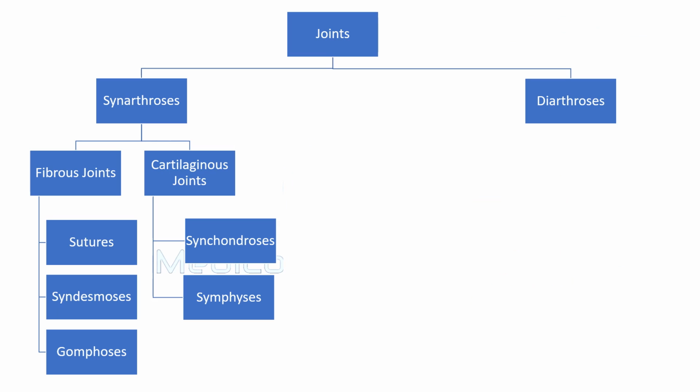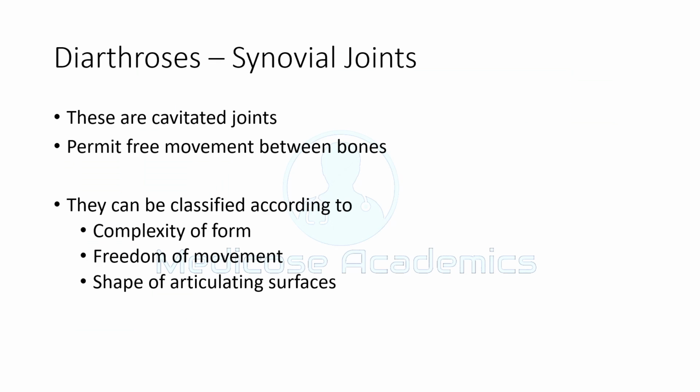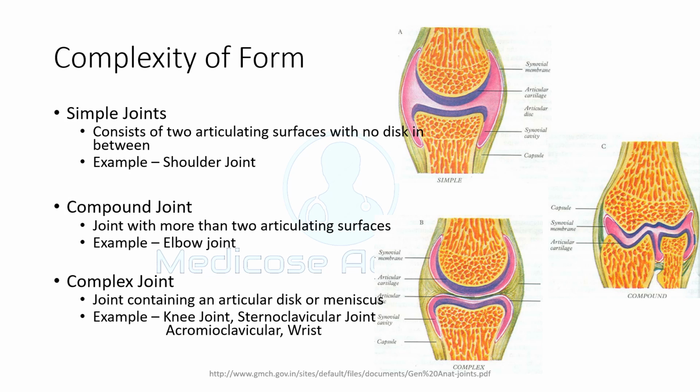I hope you got something from it. Moving on. Diarthroses are known as synovial joints. They are cavitated, and due to that they permit free movement between the bones. They can be classified by three different definitions: according to the complexity, according to their freedom of movement, and according to the shape of articulating surfaces. Let's go through them one by one.